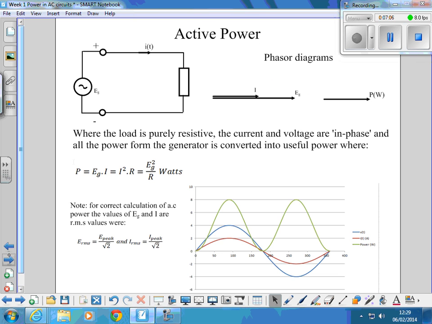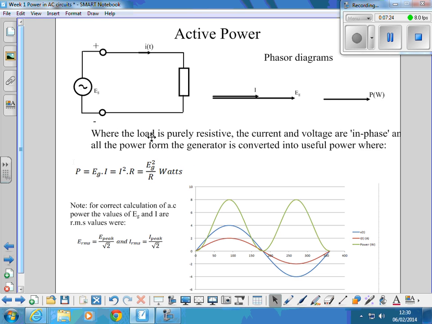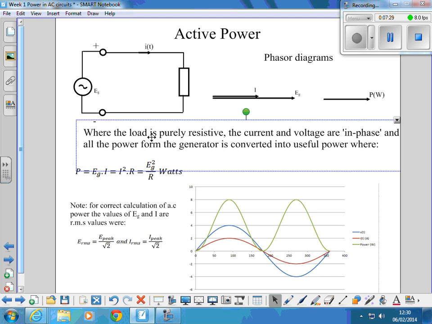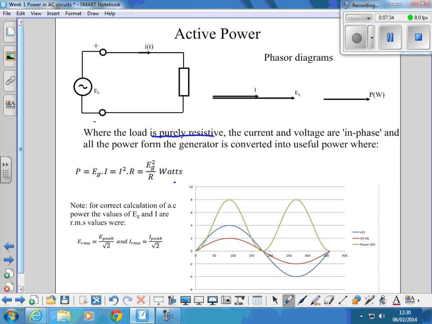So, if we look at that, I want to talk about a term called active power, that is measured in watts. If we apply an AC voltage to a load that is purely resistive in nature, current and voltage are in phase with each other. They will be in phase with each other. No phase shift in that circuit.